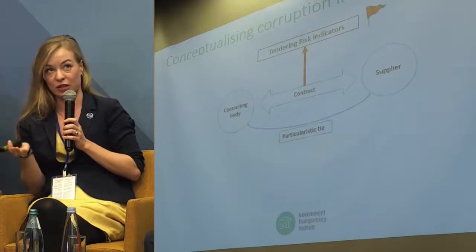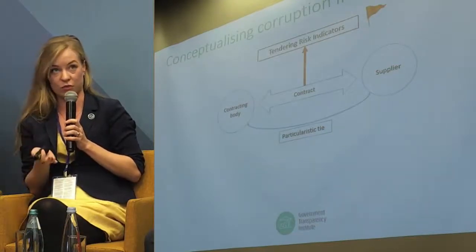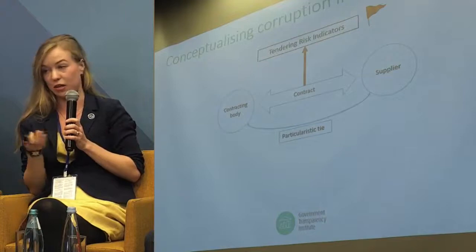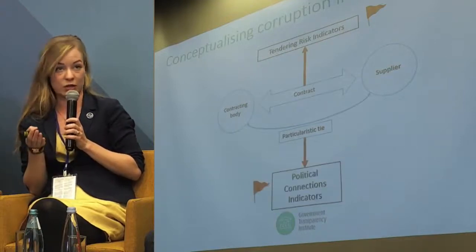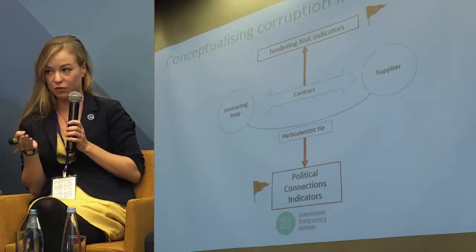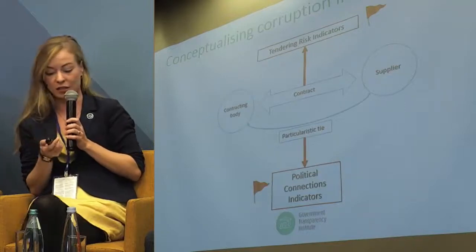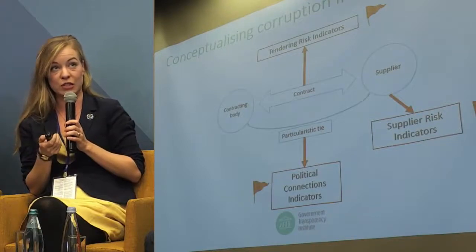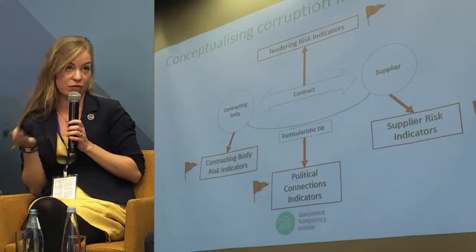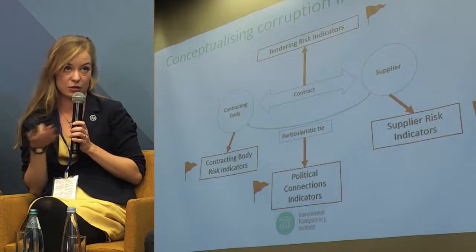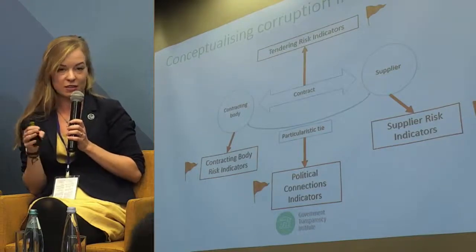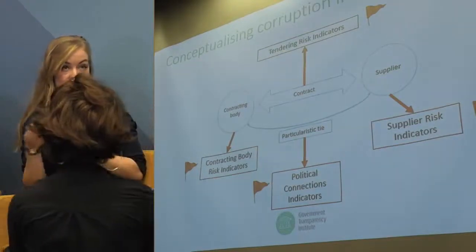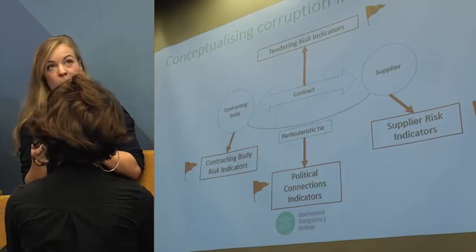And from these four elements, there can be different indicators. So we can look at risk indicators from the contracting process if we have good procurement data. We can look at political connections if we have, for example, political donations data. We can look at beneficial ownership if we have those. And if we have evaluations of contracting bodies, these can also give rise to certain red flags. So just to have an overview of all the kinds of red flags that are possible.